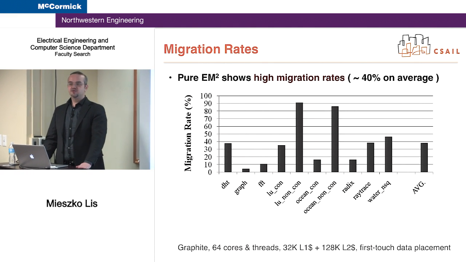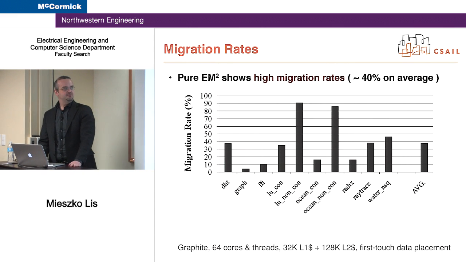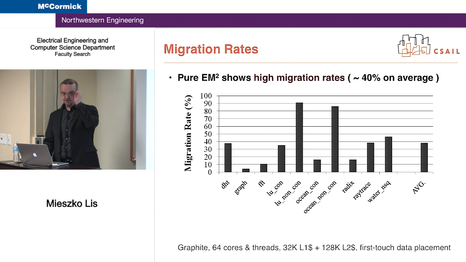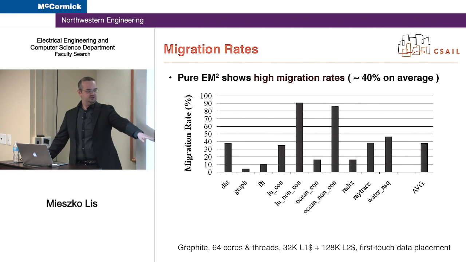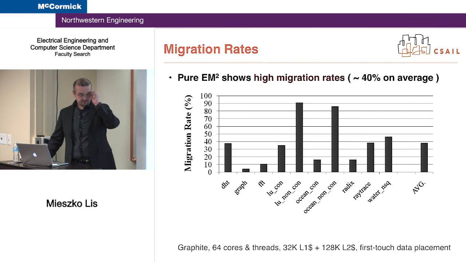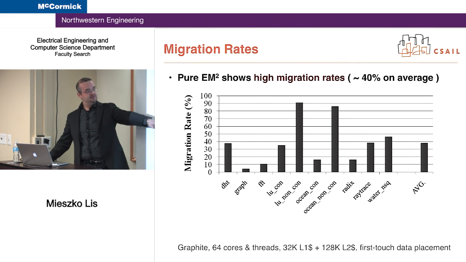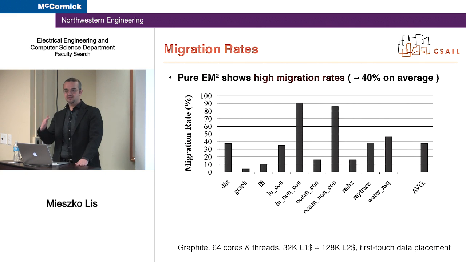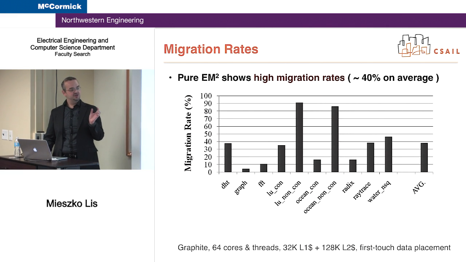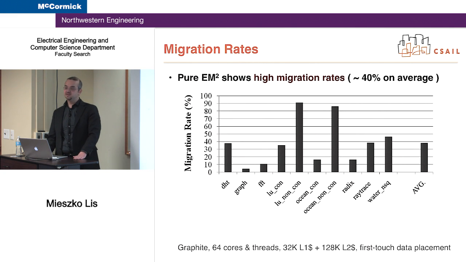So this shared memory system, based on just migrating threads, has the problem that you migrate too often, right? This is a high-level simulation using a set of benchmarks, and we see migration rates in some cases for 90% of the memory accesses, which means that nearly every memory access goes to a different core, and that becomes expensive because the migration is expensive if you're not going to amortize it.